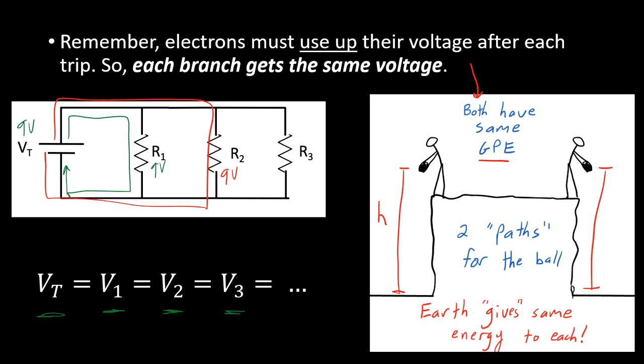If they take the outer path, let's see, can I get another color here? Blue. Well, the battery is giving 9 volts. This resistor must take 9 volts because it has to take the voltage that is being given. So all branches get the same amount of volts.